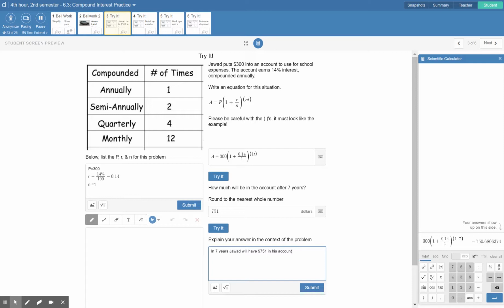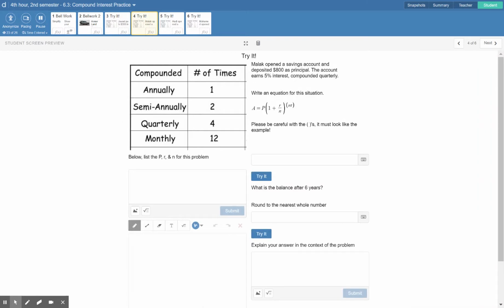And then we continue to do that for slides 4, 5, and 6. So Malak opened up a savings account and her principal is $800. The rate is 5%, so 5 divided by 100. Be careful here, it's 0.05. And then it says it's compounded quarterly, so our n equals 4. Quarterly means it happens every 3 months or 4 times a year.